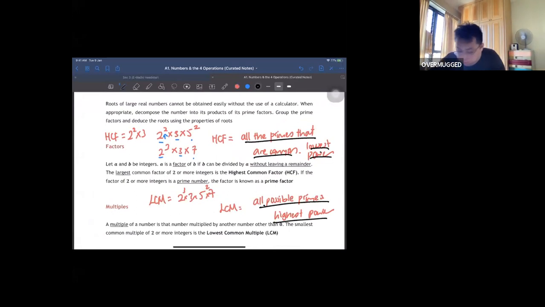Okay, apologies if my handwriting is a bit trash. Okay, so this is what we're looking for. So I hope this is clear, the main difference between HCF and LCM. Now, the few questions after this will actually demonstrate what is the main difference between HCF and LCM and how to explain such questions.